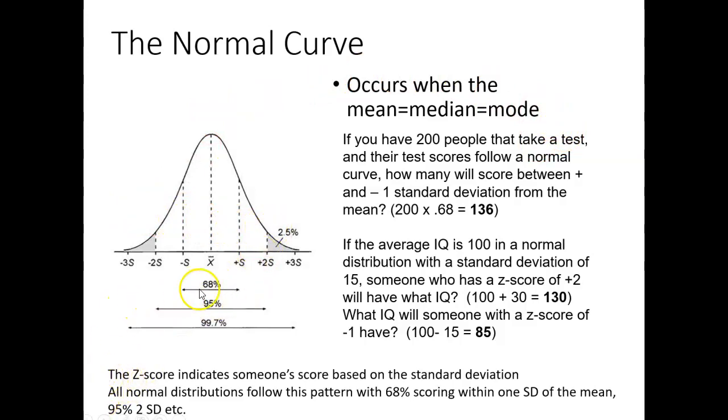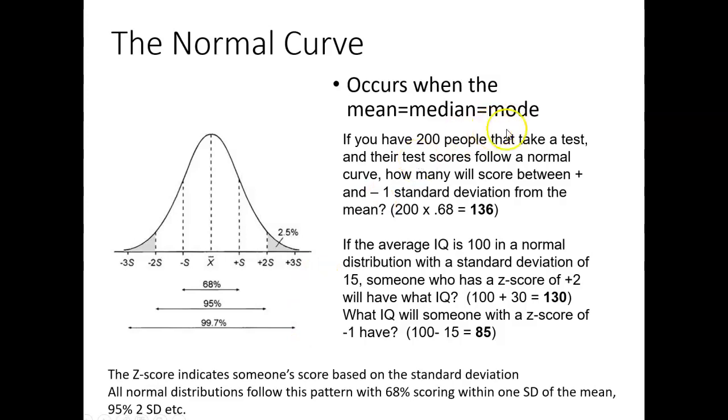First of all, you will have standard deviations marked on the bell curve. So if we see any X with the line over it, that means mean. This is +1 standard deviation, +2 standard deviations, +3 standard deviations, and so on the negative side. In any normal curve, regardless of the data set, 68% of the population will score between plus and minus 1 standard deviation from the mean. 95% of people will score within 2 standard deviations of the mean, and 99.7% will score within 3 standard deviations from the mean.